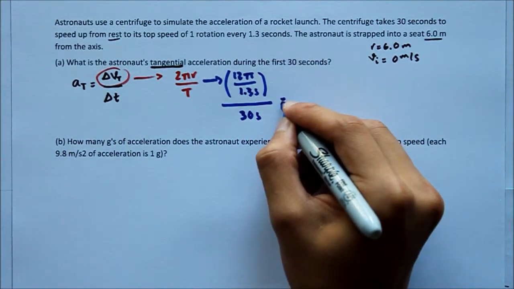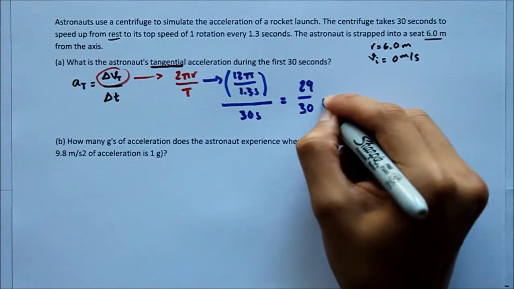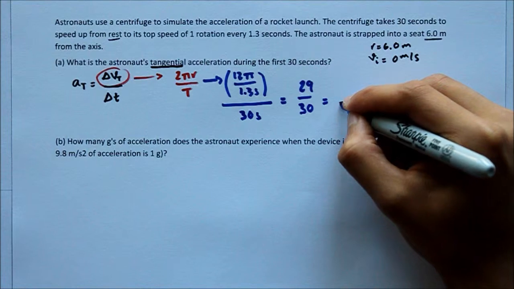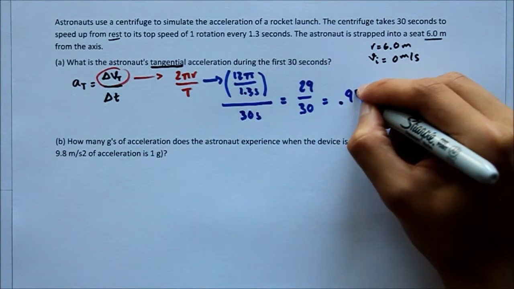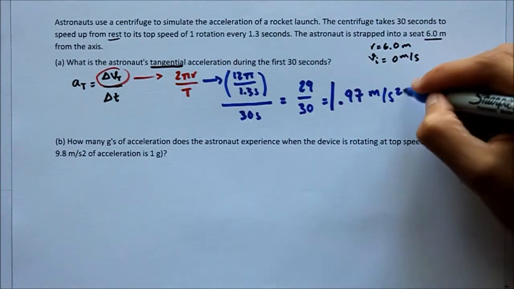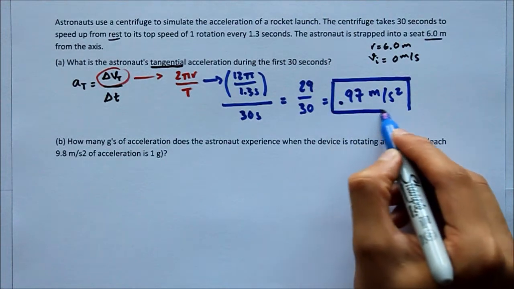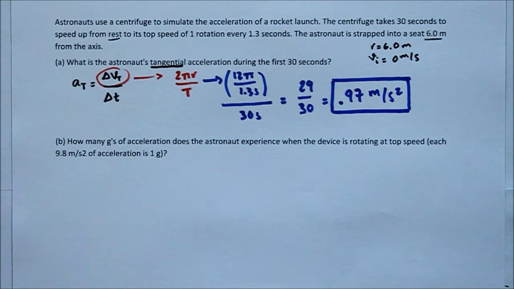If you solve this out, you should get approximately 29 up here and 30 down here, and that equals 0.97 meters per second squared. It's really important to recognize that this is tangential acceleration, so we're not going to use omega, which is our angular velocity, but rather we're going to use our tangential velocity. It just makes it a bit easier.